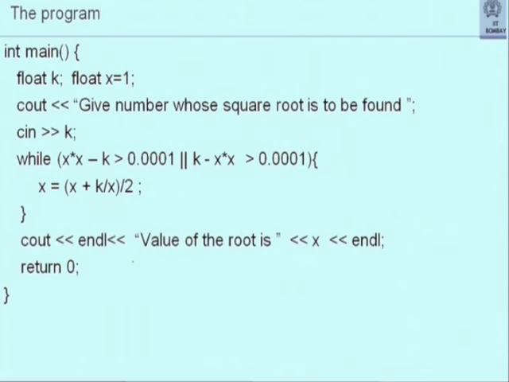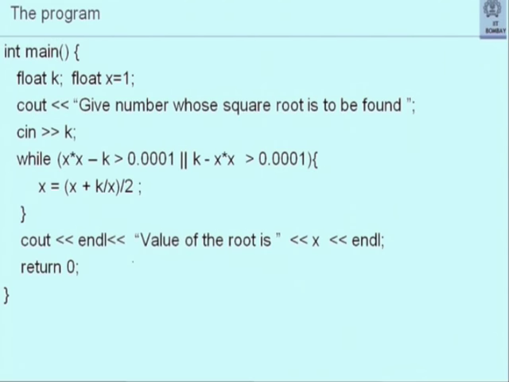Observe, the absolute value is essential because f of x may be positive or may be negative, depends on the function. But as long as this criteria is valid, I keep repeating. The moment the absolute value of f of x comes within this range, I need not go any further. That tells me how to terminate. All of this analysis results in a simple program which is shown.